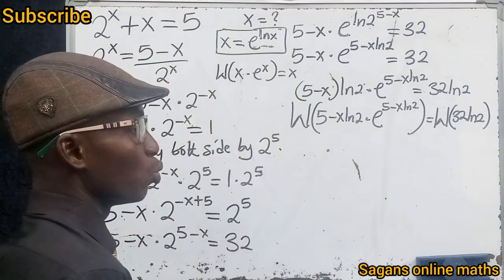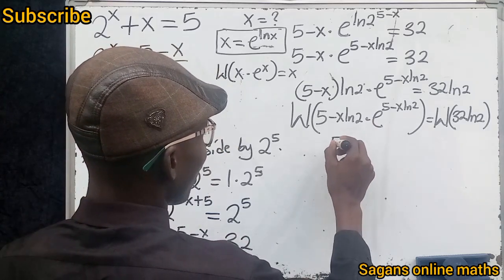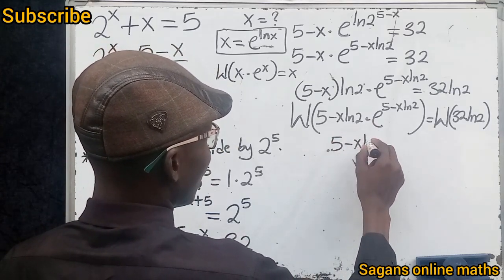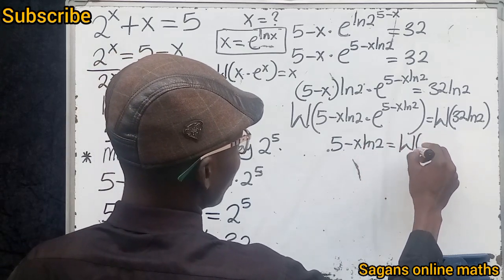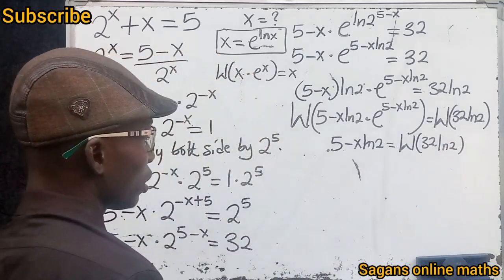5 minus x ln 2. Can you see how simple it is? So the outcome of this is just what? It's just 5 minus x ln 2 equals the Lambda W function of 32 ln 2. Wow, this is amazing.